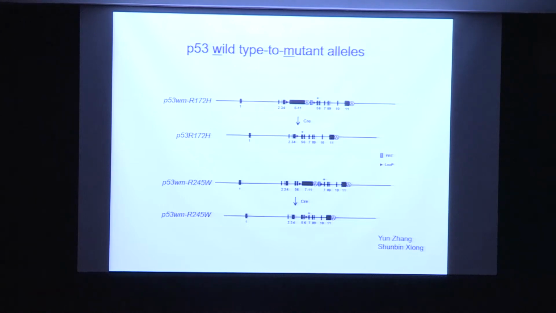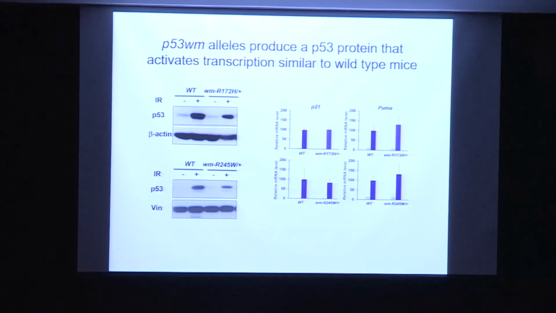But in this case, we were able to make the mutation because we had this wild-type insertion, and so the allele makes wild-type protein, not the mutant protein, from the get-go. Okay? So what we've done with these alleles, the first thing we've done, is to check and make sure that this WM allele is as wild type as it gets, okay?